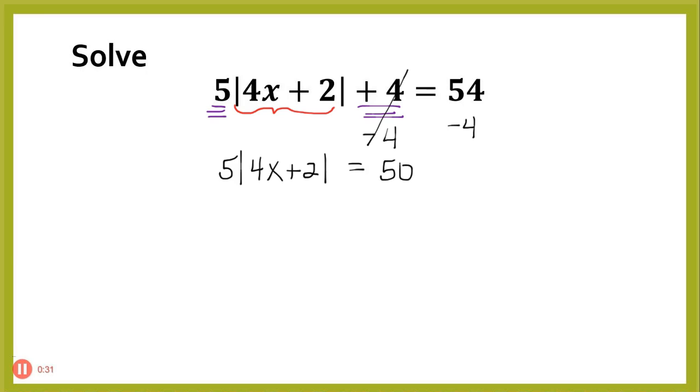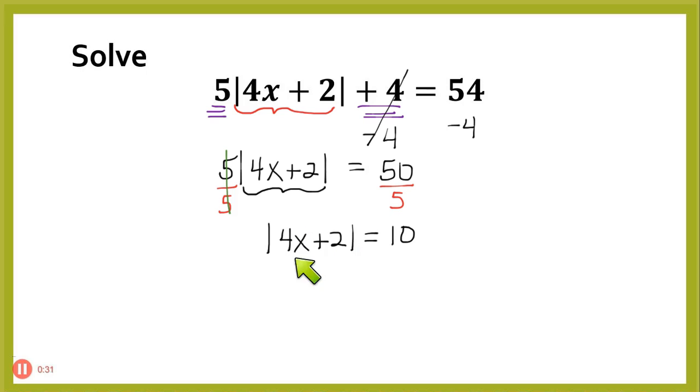Now we are multiplying the absolute value by 5. So we also need to divide that out. We cannot distribute into an absolute value. It is not the same as a parentheses. So we have the absolute value of 4x plus 2 equals 10. So now that it is isolated, we are ready to separate.